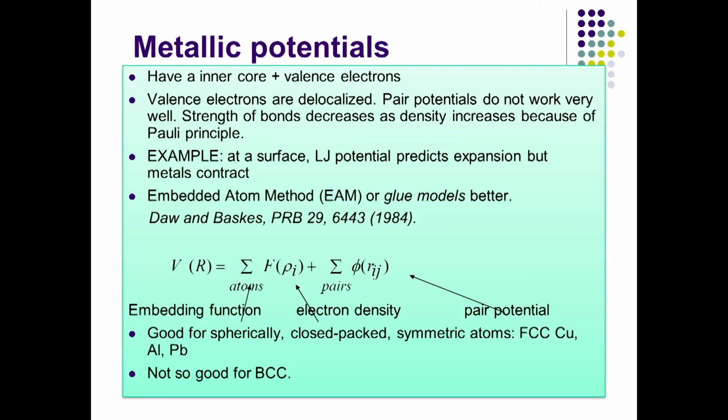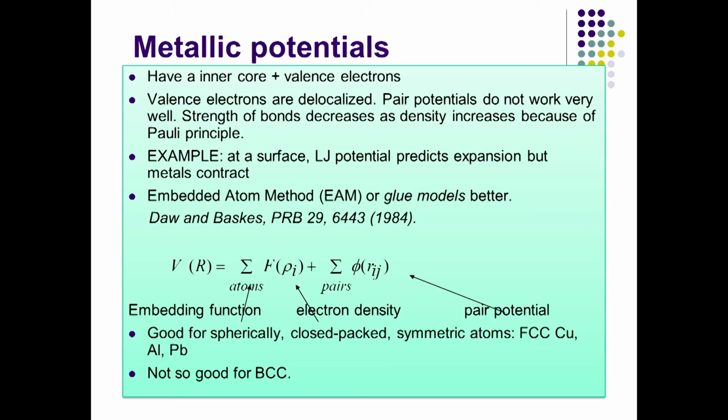So, it has an inner hard core and then there are valence electrons around it. Valence electrons are delocalized, so that they are all over the place. Pair potentials do not work very well because of this delocalization. The strength of the bond decreases as density increases because of Pauli's principle. So, now we are following that with the density functional approximation.